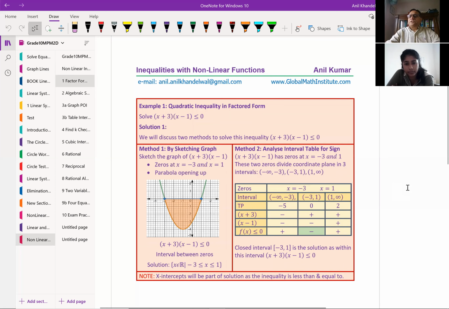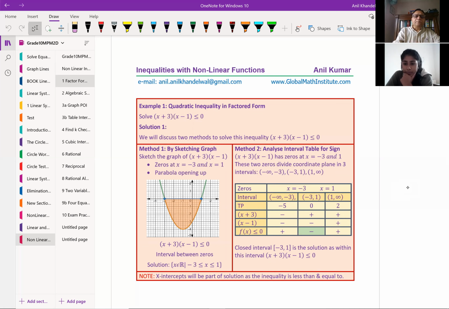Now, a quadratic function could be given to you in many different forms. You could write a quadratic function in standard form, you could write that in vertex form or in the factored form. Now, in an examination, it could be any of these forms. So my examples will consider one of each kind, so that it gives you an idea how to solve inequalities when we have quadratic functions of a particular kind, okay?